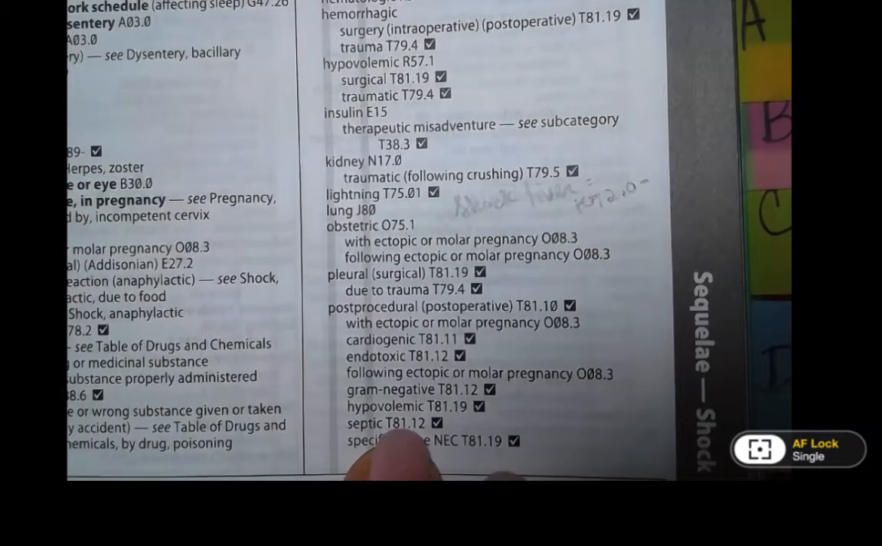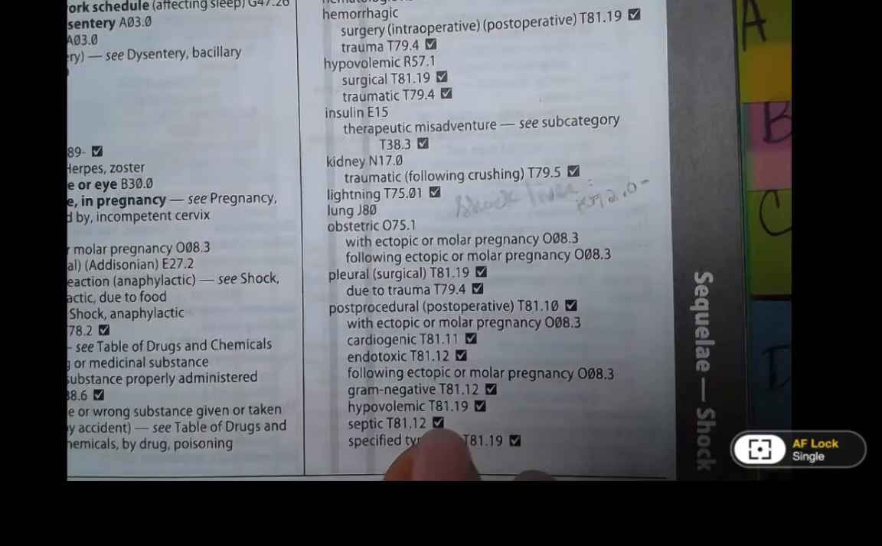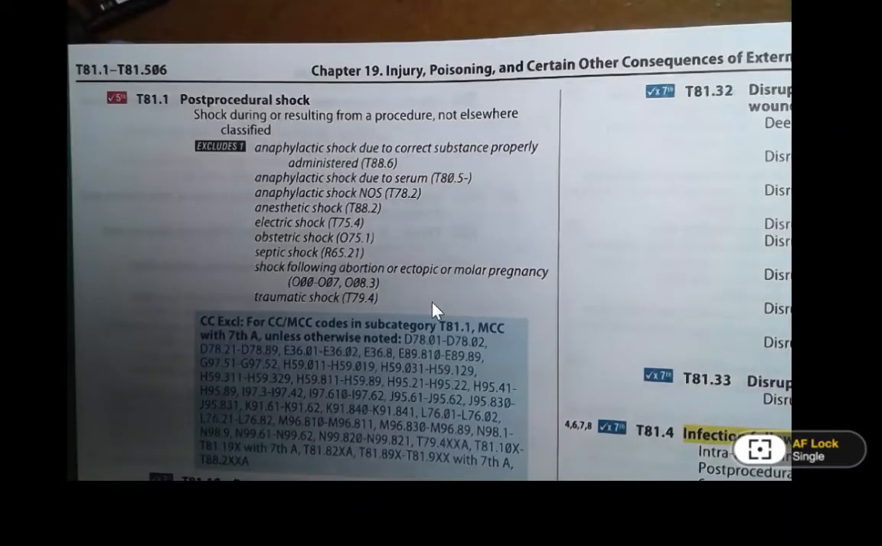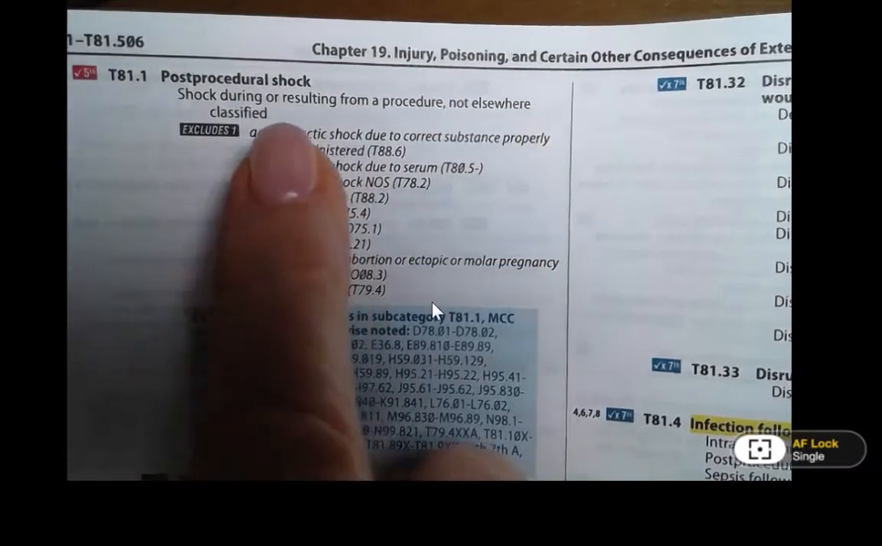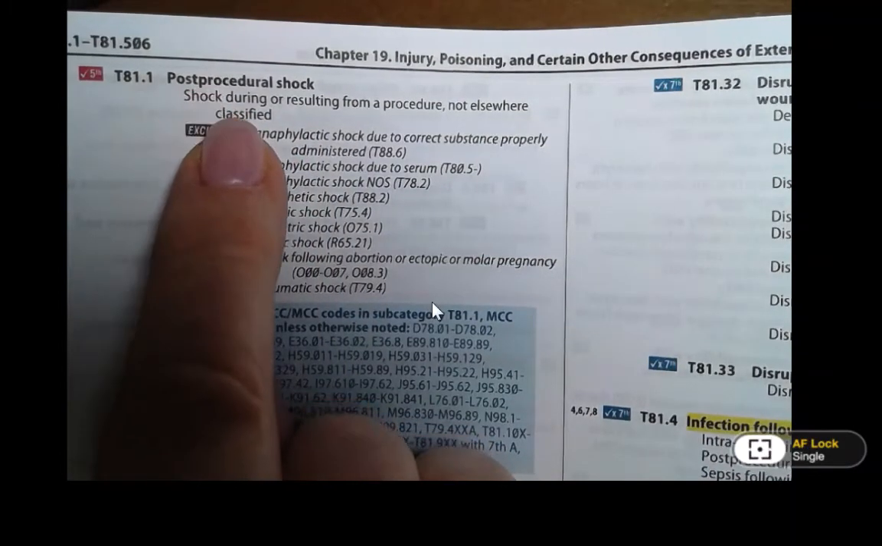And that takes us to T81.12 with extra characters needed. So let's look that up in our tabular. And now we're at T81.1. You see here, we need 5 characters. And we've only got 4, so we know we need that.